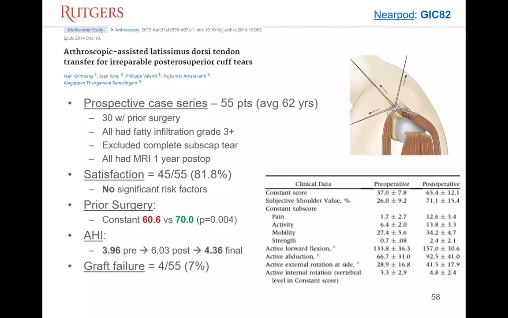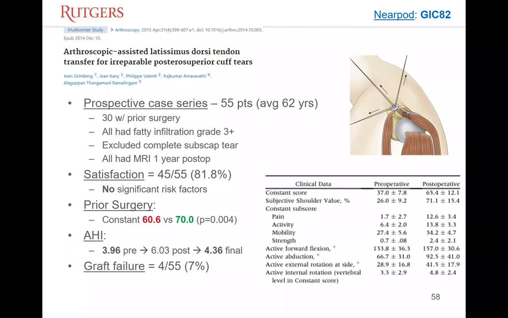A multi-center study from France and India prospectively followed a cohort of patients who they performed an arthroscopic assisted lat transfer. They utilized bone tunnels for fixation instead of suture anchors because it was felt this would help prevent early failure. And 30 patients had prior surgeries and all had fatty infiltration greater than grade 3+ in at least one muscle.